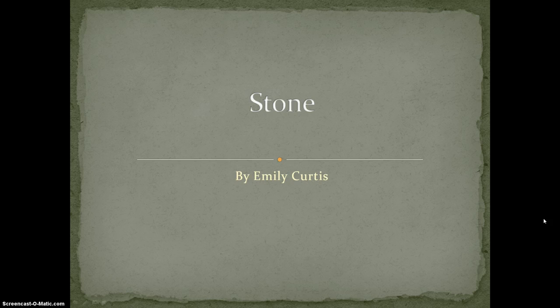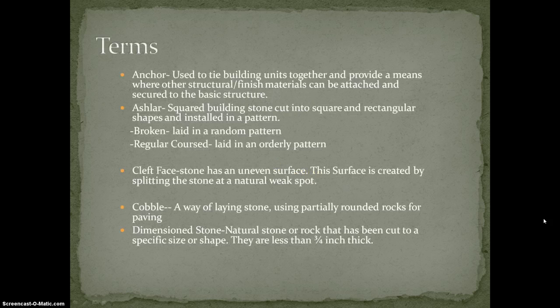But first we have a few terms we need to go over. First, there's anchor, and this is used to tie building units together and provide a means where other structural or finished materials can be attached and secured to the basic structure.